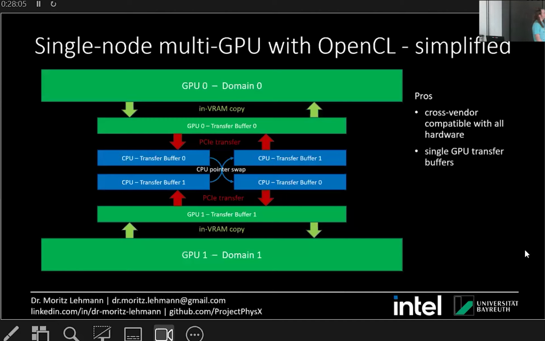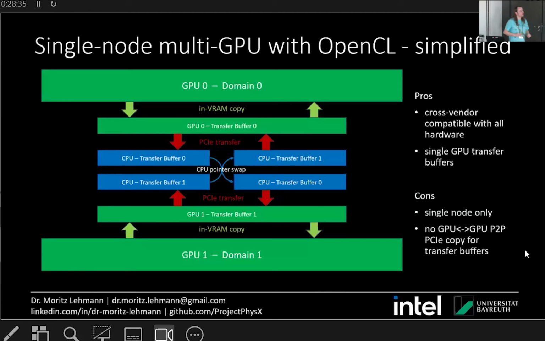There's only single copies of the transfer buffers required. Other versions need duplicate transfer buffers. The disadvantage is that it only works on a single node. So as soon as the GPUs are spread across multiple servers, this out of the box doesn't work. There's ways around it. Jan is here with Pocl-Remote. That is one way around it. And the other disadvantage is that it doesn't use GPU to GPU direct peer-to-peer memory copy, which is unfortunately not yet possible with OpenCL.